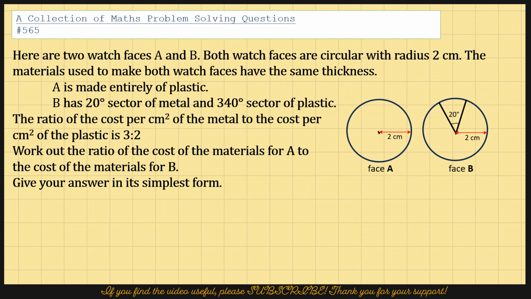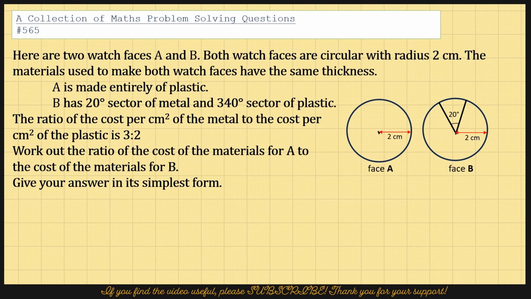Here are two watch faces, A and B. Both watch faces are circular with radius 2 centimeters. The materials used to make both watch faces have the same thickness. A is made entirely of plastic. B has a 20 degrees sector of metal and a 340 degrees sector of plastic.